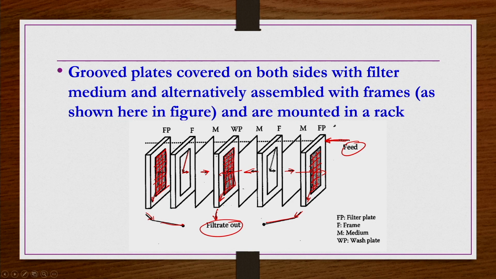You can have several units like filter plate, frame, wash plate, medium, as one section, and then you can have a different section, and tie them together hydraulically or manually also, and then the feed enters through the top like this. The feed enters the frame section where the material is pushed to either side of the frame because of the pressure. On either side of the frame we have the plates covered with filter cloth or filter medium, which allow only the liquid to pass through, while the solid material is retained.